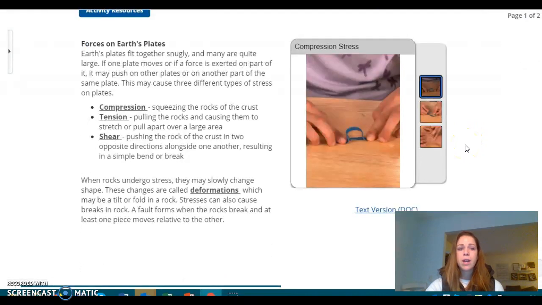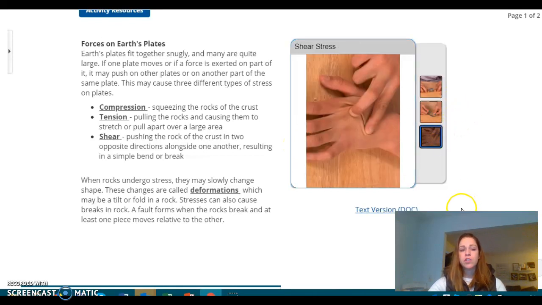So first of all, we have compression, rocks moving toward each other, and this is happening at plates that are converging, so at convergent plate boundaries. So they would compress against each other. They're squeezing the rocks in the crust. Tension happens at divergent plate boundaries where you're pulling apart, okay? Tension, pulling apart, to stretch or to pull. And then shear forces happen at transform plate boundaries where we have these rocks that are moving past each other. Okay, and so you get a simple bend or break in these rocks.